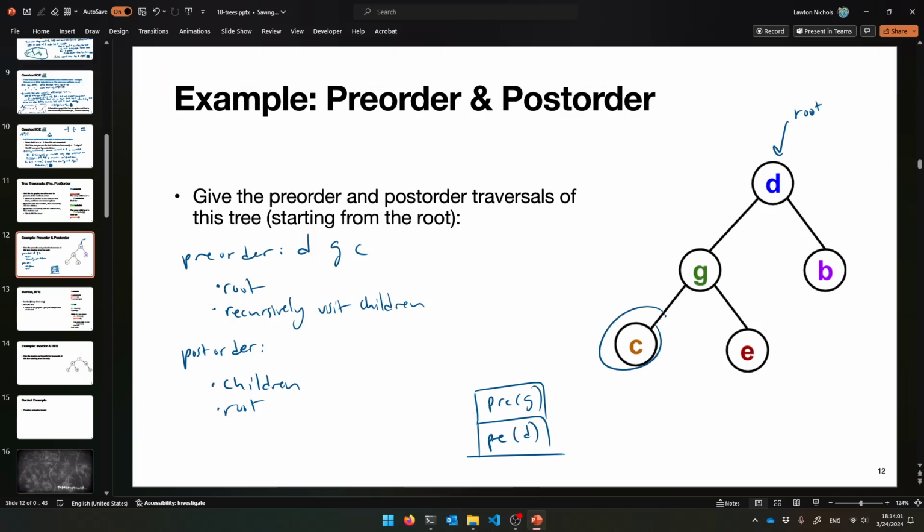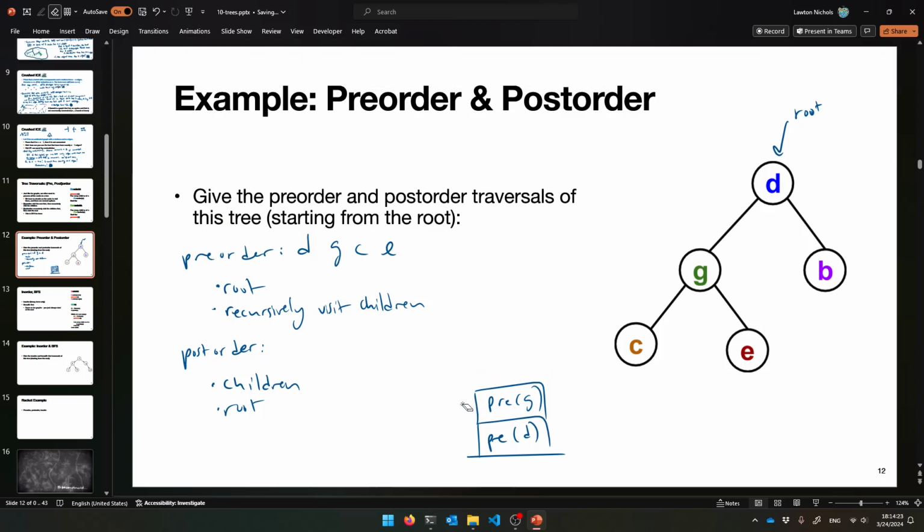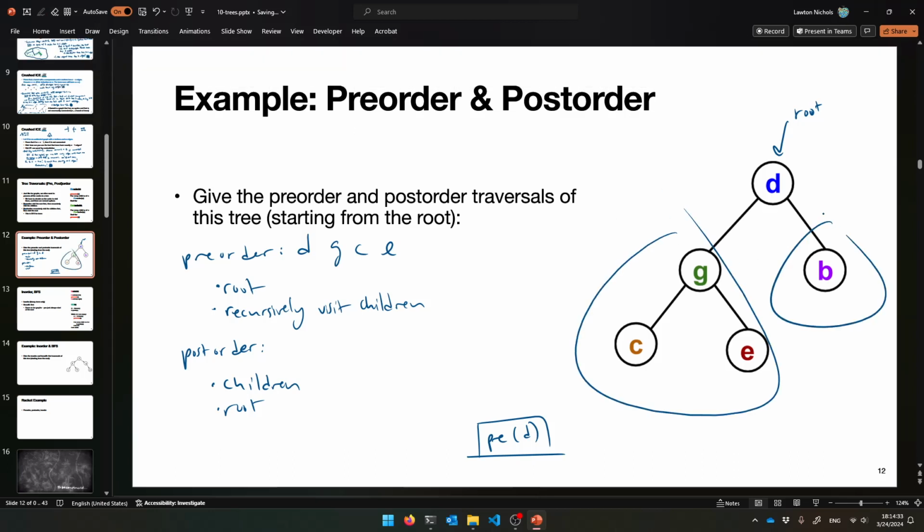We visited G first, as always root, then recursively visit the children. We recursively visited C, and now we have to call ourselves on E. So pre-order on E, which involves visiting E, recursively visiting any of its children, there are none, and so we're ready to pop E off the stack. Now we're back in pre-order G, and we're done with all of its children. And now we're back in the pre-order of D, whose job was to visit itself very first and then recursively visit all of its children.